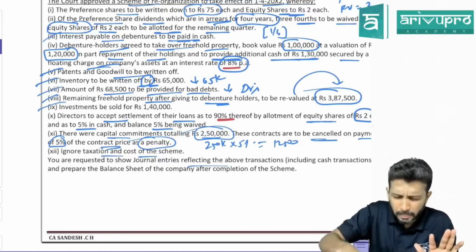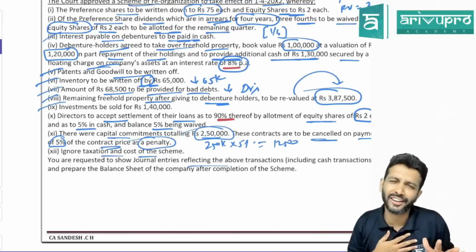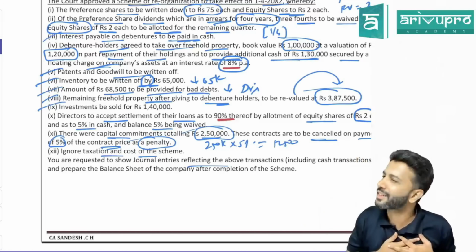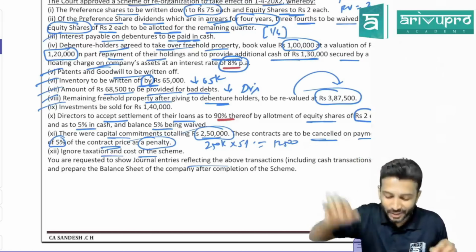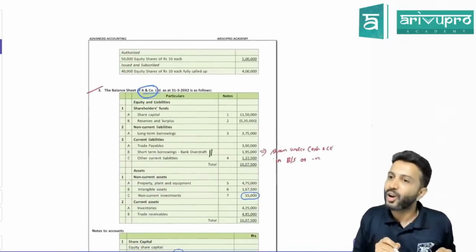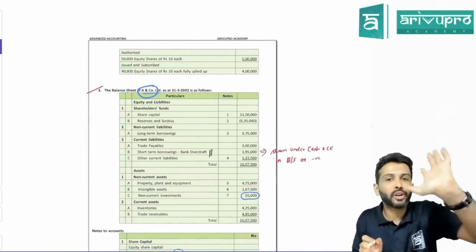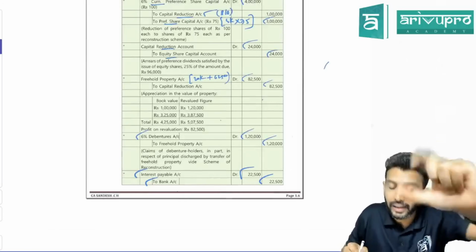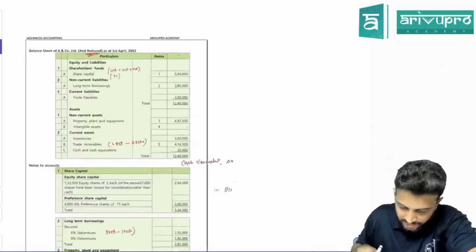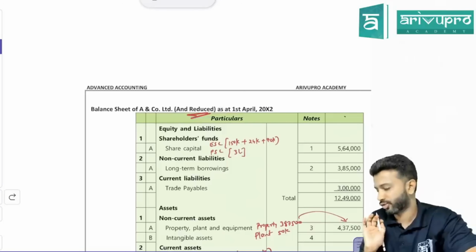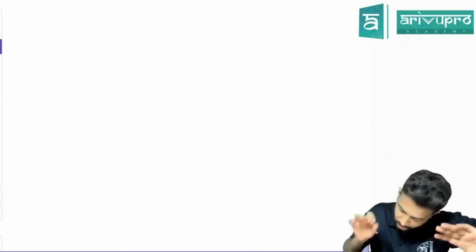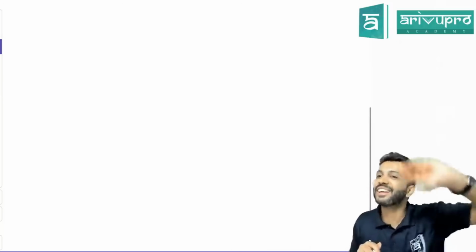But before that, I want to know how much you have studied. Can you give me a quick recap? What is the format of the balance sheet? Just for my satisfaction. Balance sheet of A and Co. In brackets, one word you should not forget: and reduced. Whenever you prepare a balance sheet, remember to add the words and reduced. Now the other format of the balance sheet, without looking at the screen. Tell me, what is the heading?